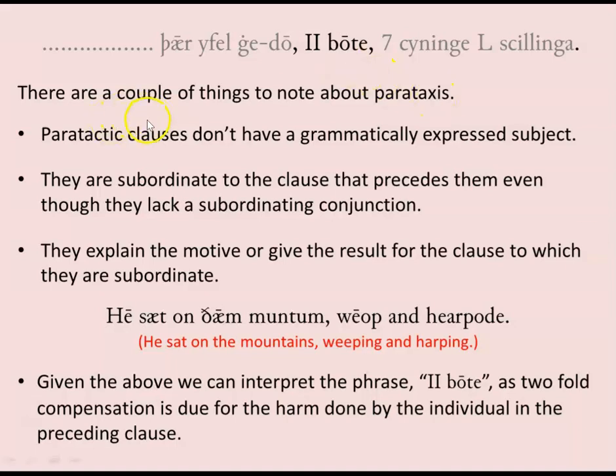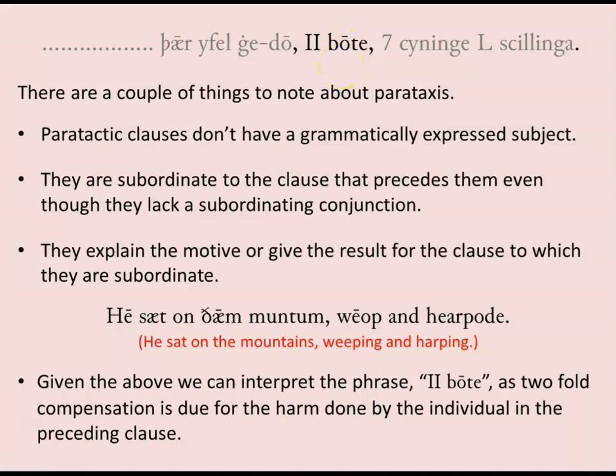My apologies. Paratactic clauses don't have a grammatically expressed subject. So you notice up here, toi bota, so twofold compensation. There's no subject here. There's nothing in the nominative here. Okay. They are subordinate to the clause that precedes them, even though they lack a subordinating conjunction.